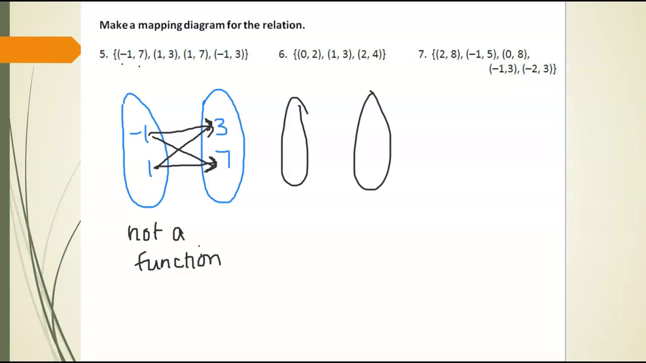In 6, you have 0, 1, 2 in your domain. 2, 3, 4 in your range. 0 maps to 2, 1 to 3, and 2 to 4. So this would be a function because for every x there is only one y. So from the left to the right, there is only one arrow from every left value.